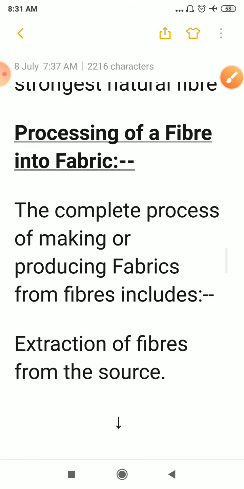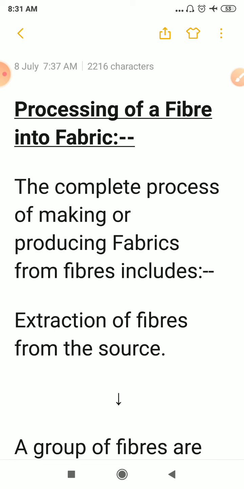The processing of fiber into fabric. How is fiber converted into fabric? This is the process. By this process, the fiber is converted into fabric. First of all, we obtain fiber from the source, whether it is natural or man-made. Here we will discuss in detail how animal fiber is obtained, and from that animal fiber, how the fabric is prepared. But this method is applied for all, whether the fiber is natural, from plant source or animal source, or synthetic or man-made, the same process is applied.